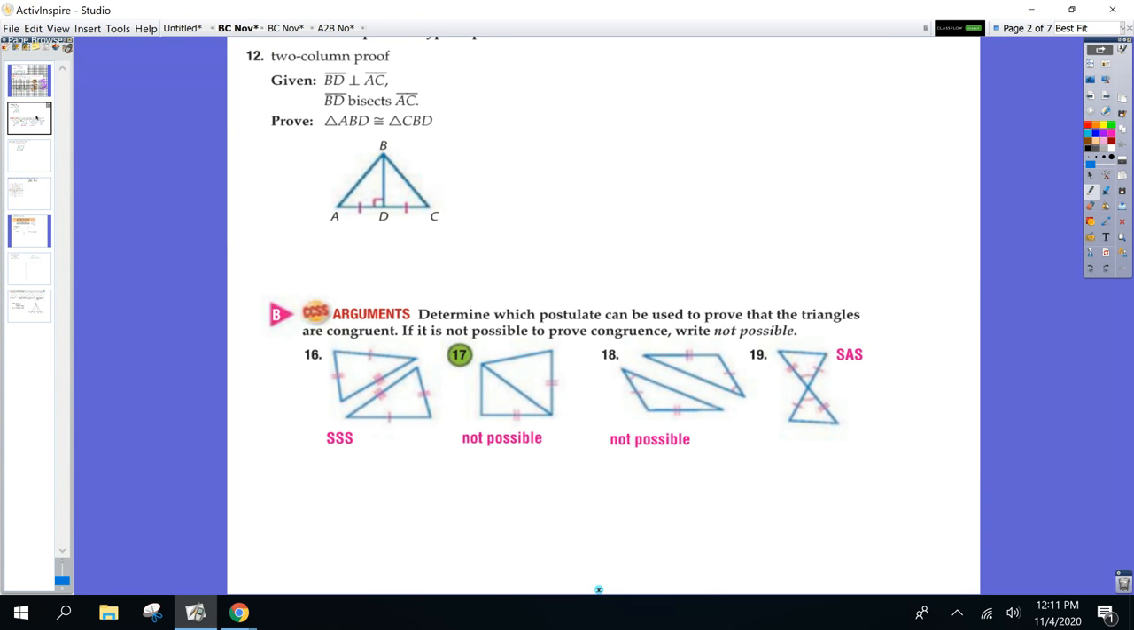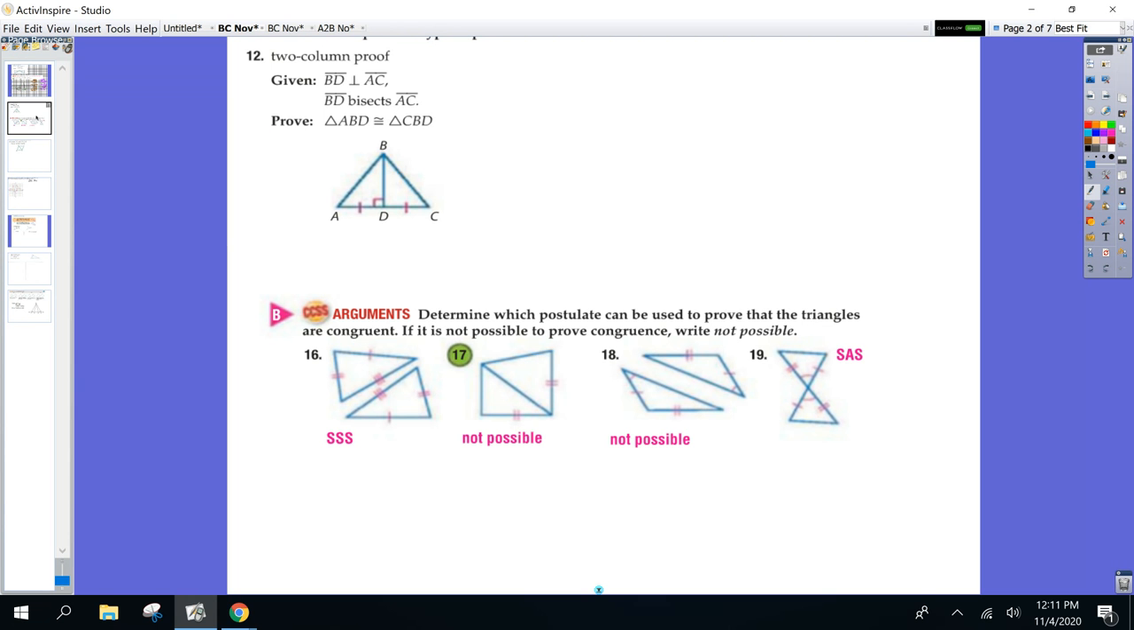This is the first 6 questions of your quiz on Friday, by the way. I mark 2 triangles and I ask, what's the reason they're congruent? If not, write not possible. So that's the first 6 questions on your quiz on Friday. There's something like this. But also remember, you're going to have 2 more reasons I'm going to give you today. Any issues with 16 through 19?